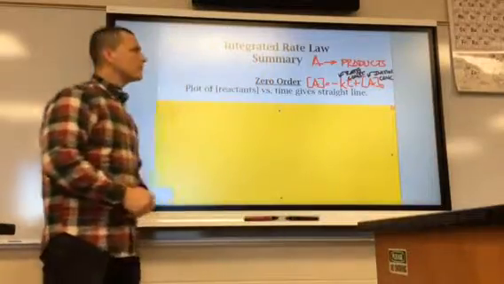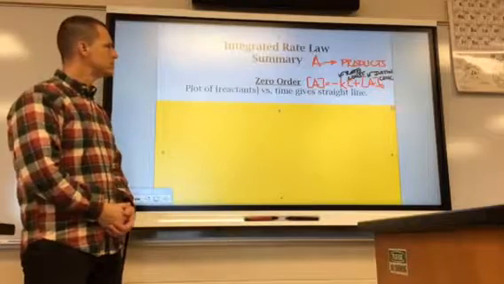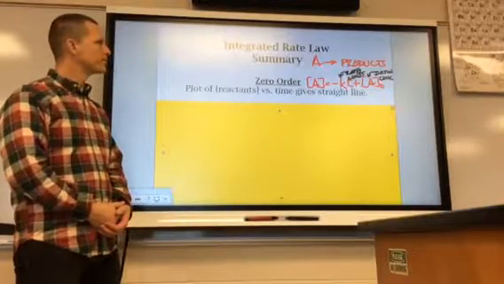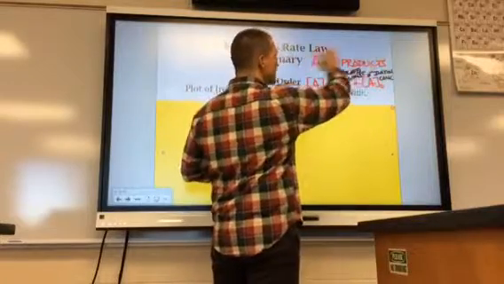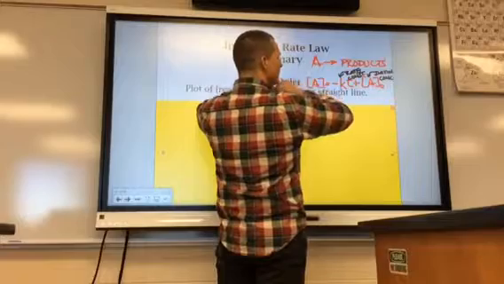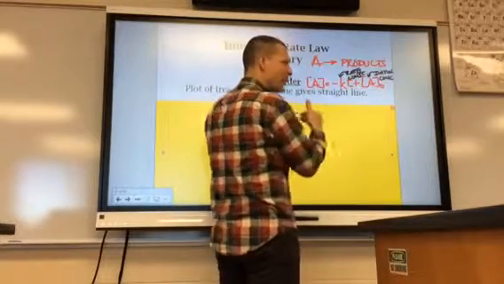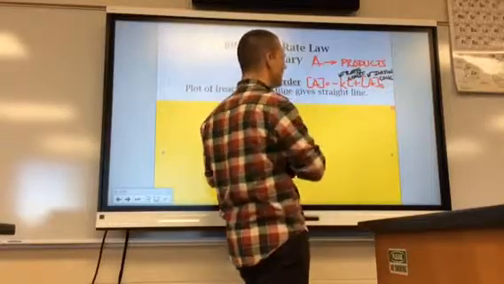A0 is the initial concentration. So over time, as the reaction proceeds, the amount of A is going down. If it's a fast reaction, the A goes down really fast. Okay? And that's determined by that K value right there.